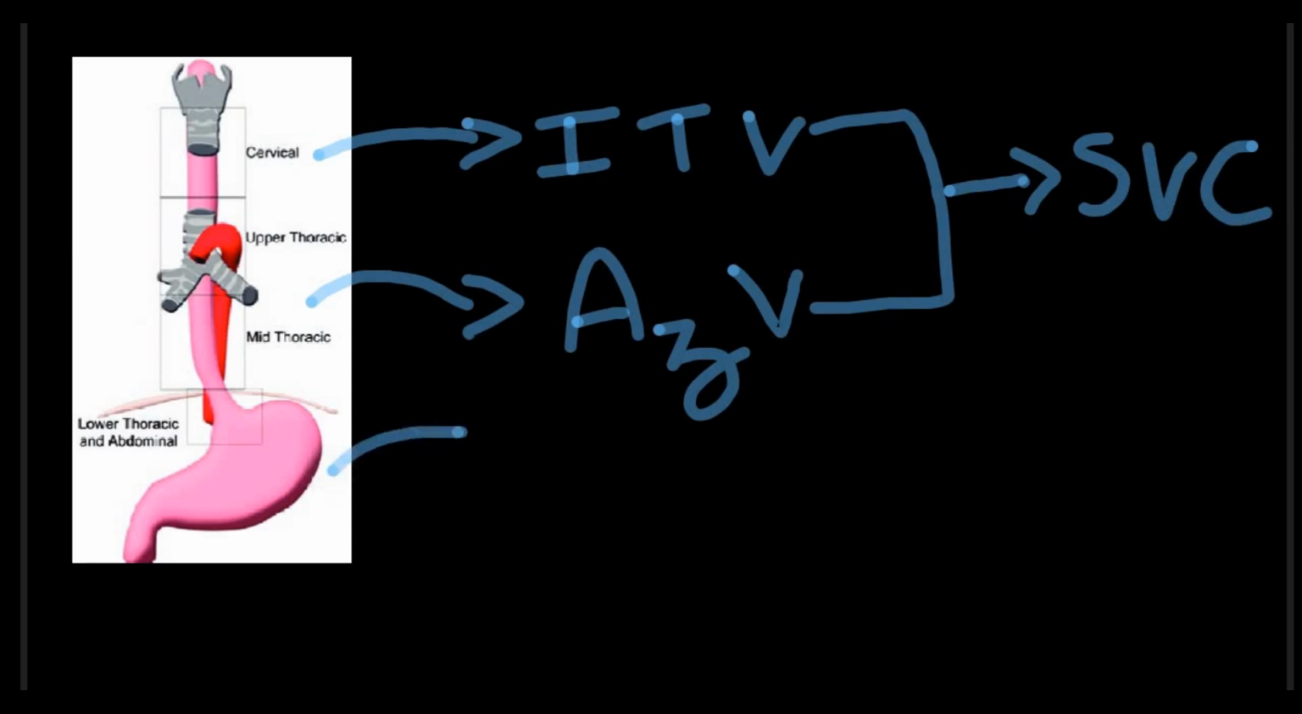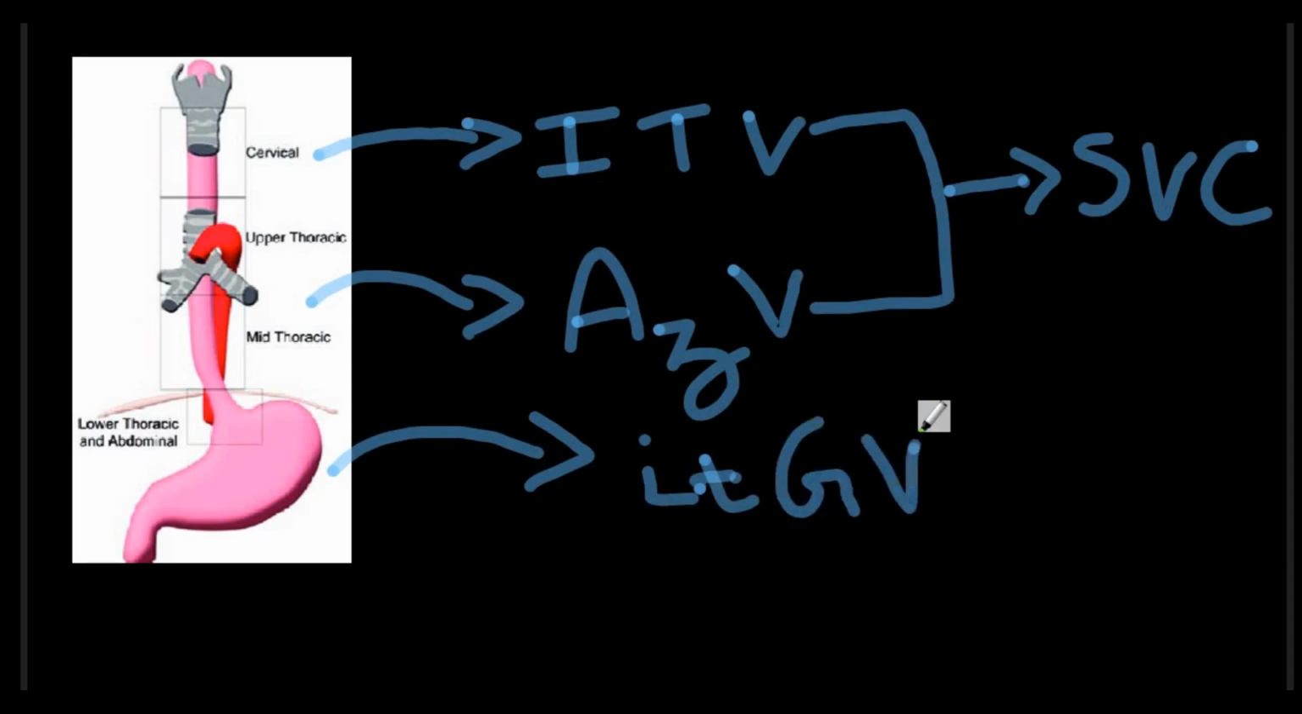The abdominal esophagus is drained by the left gastric vein, which reaches the portal vein and finally drains into the inferior vena cava. That's all for the venous drainage of the esophagus. Now let's talk about arterial supply of the esophagus.